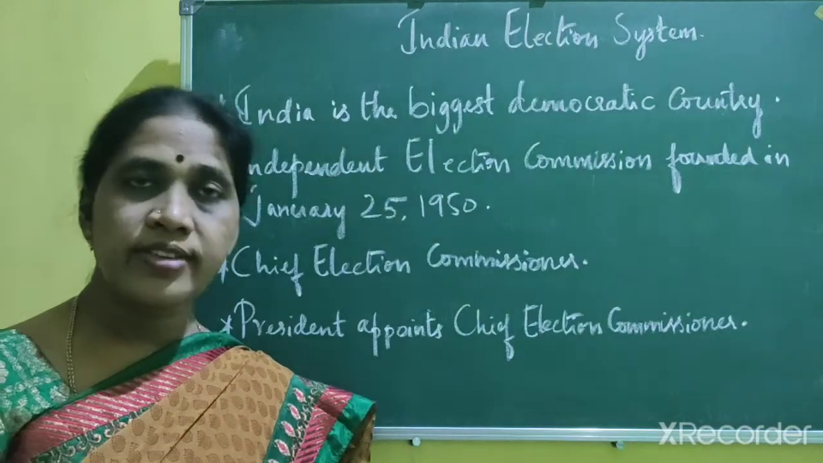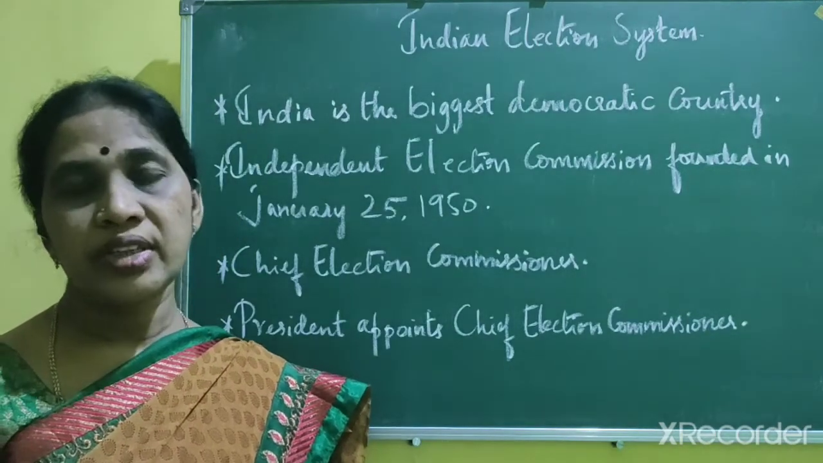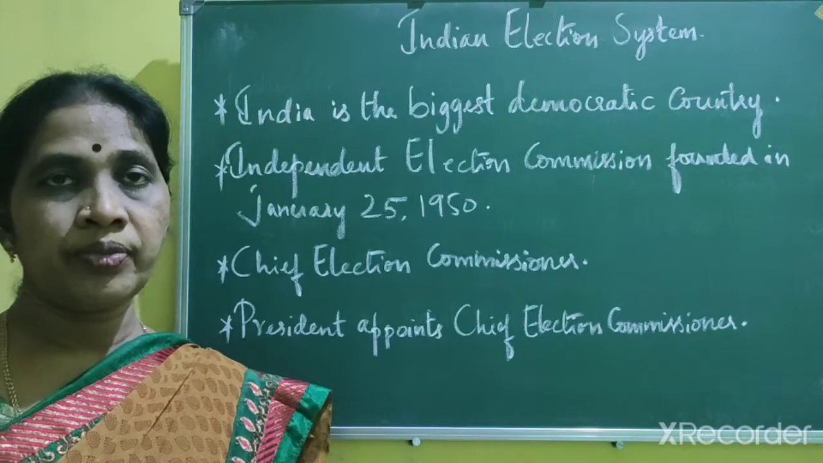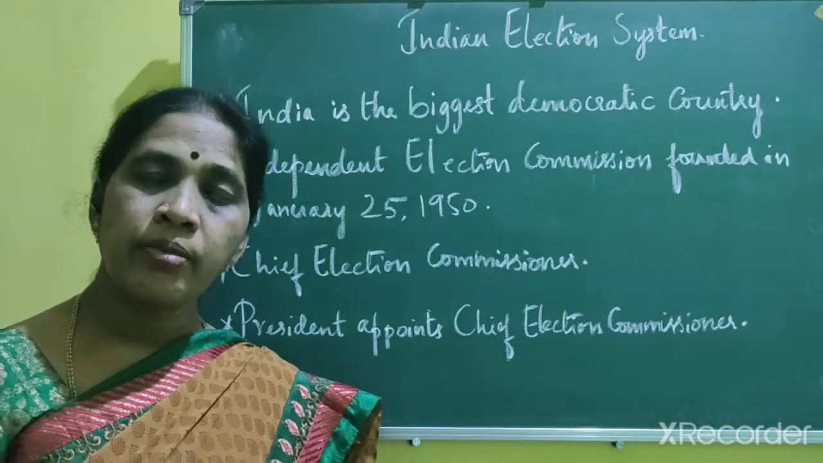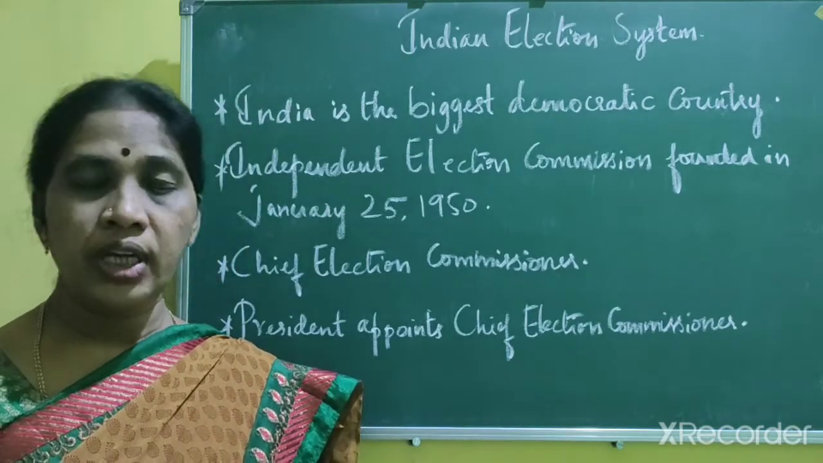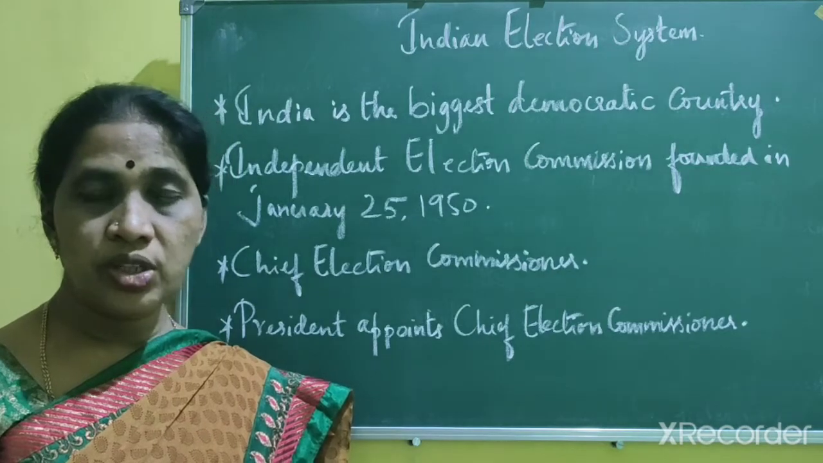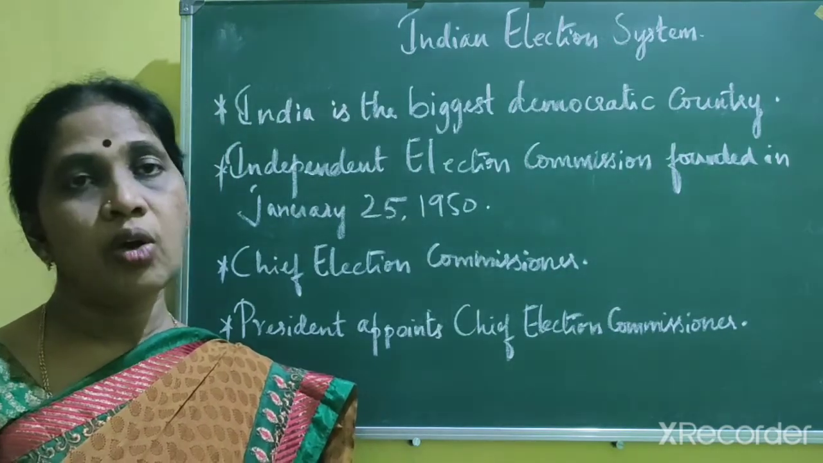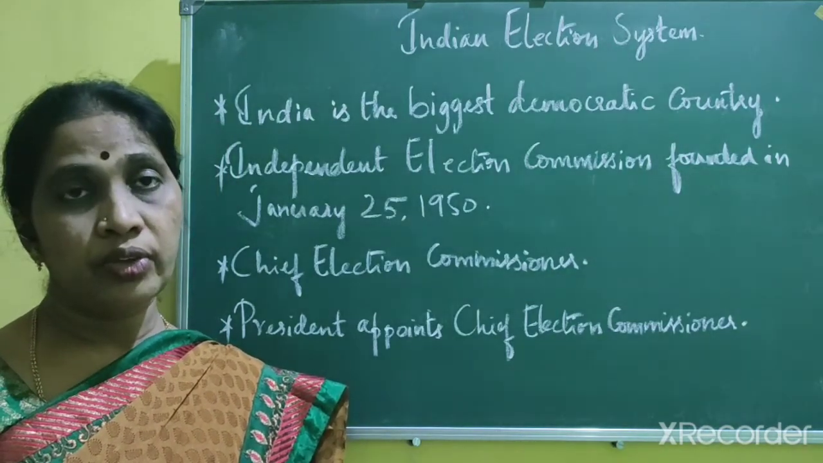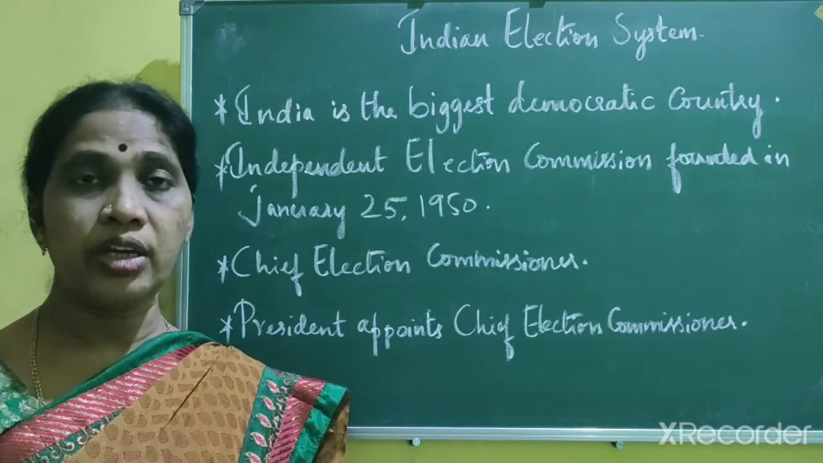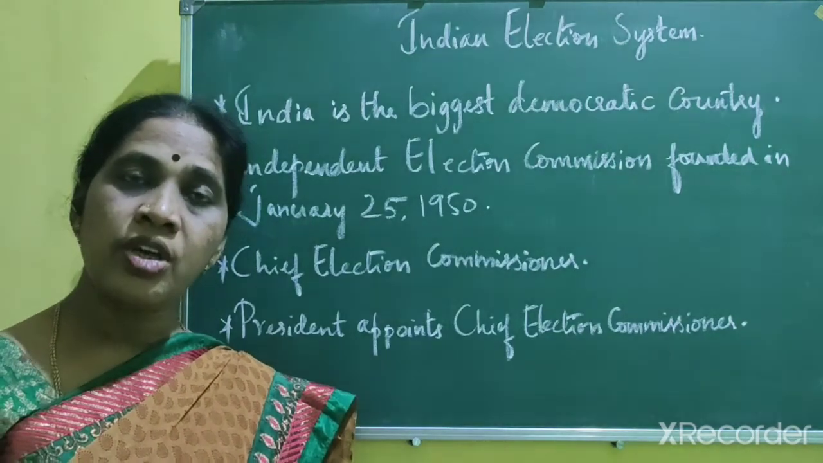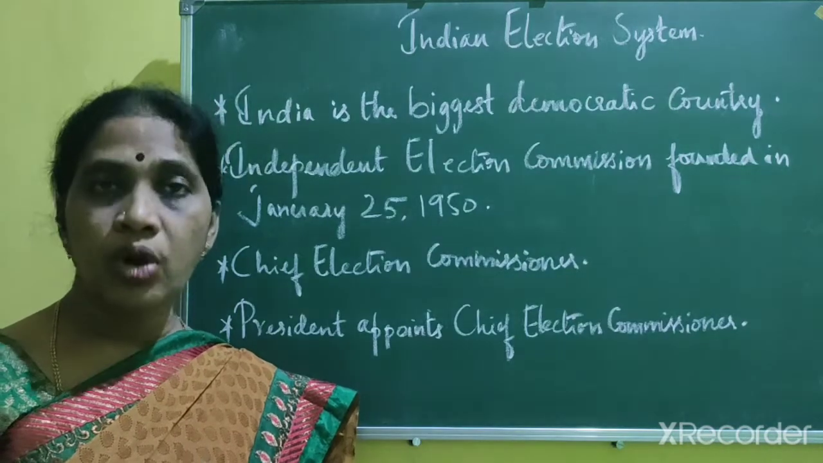Students, today let us discuss the new lesson, that is the Indian election system. As you all know, before 1947, India was under the control of the British and there were no elections, and all the powers were vested in the control of the British government. It was only after independence that we adopted a democracy.